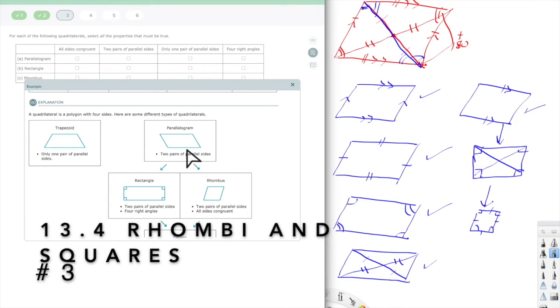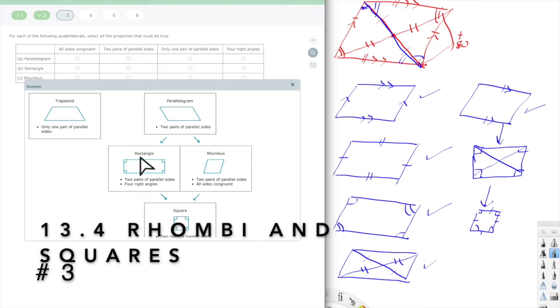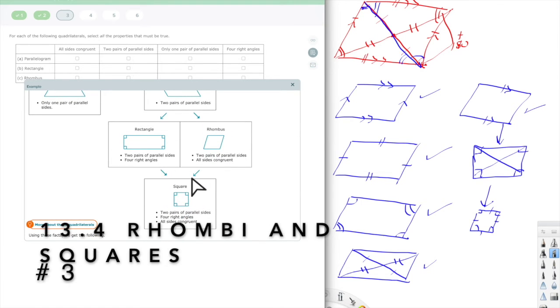And then we go into the special idea of rectangle or rhombus. So rectangle has 2 pair of parallel sides, just like a parallelogram, but it also has 4 right angles. A rhombus has 2 pair of parallel sides, just like a parallelogram, because it is a parallelogram, but now it has all congruent sides. So that's what's special about it. And then these both drop down into square, because a square has 4 right angles and all sides congruent.